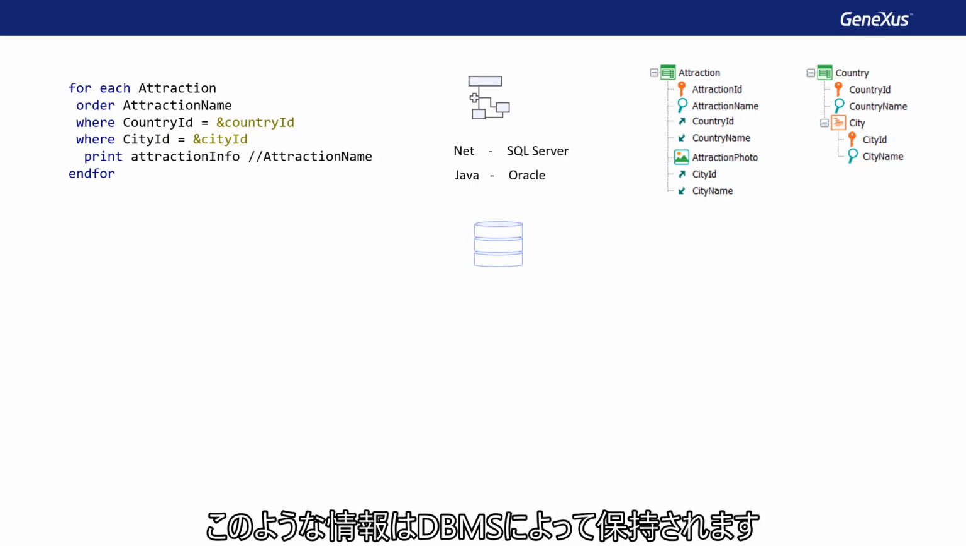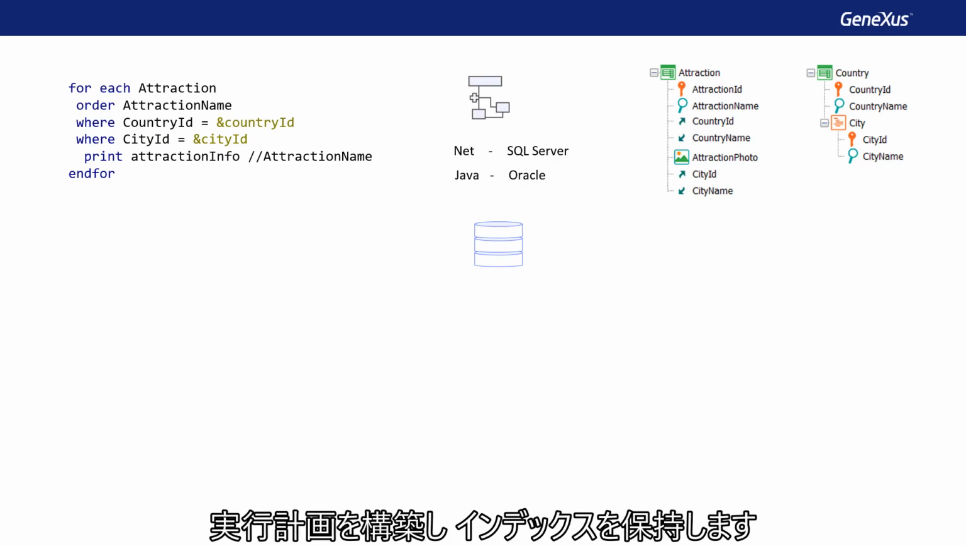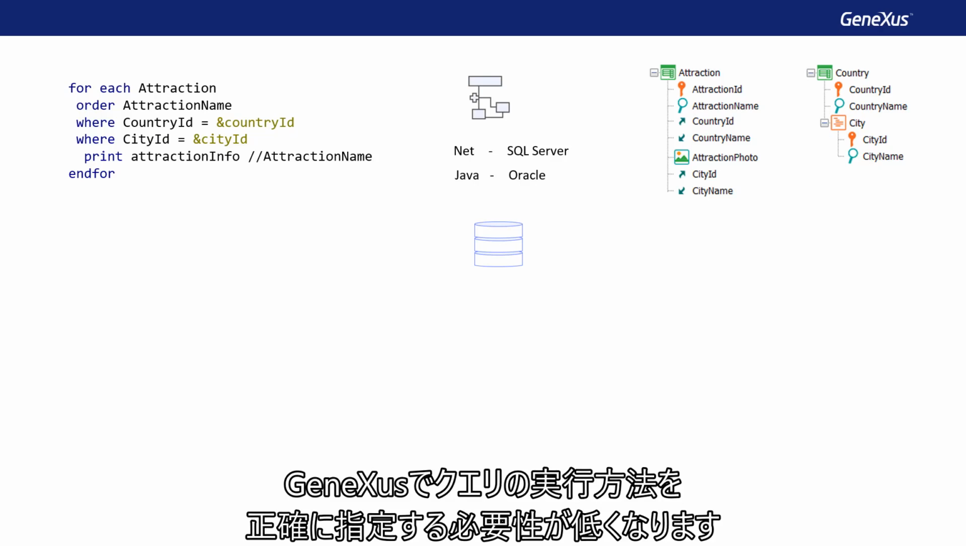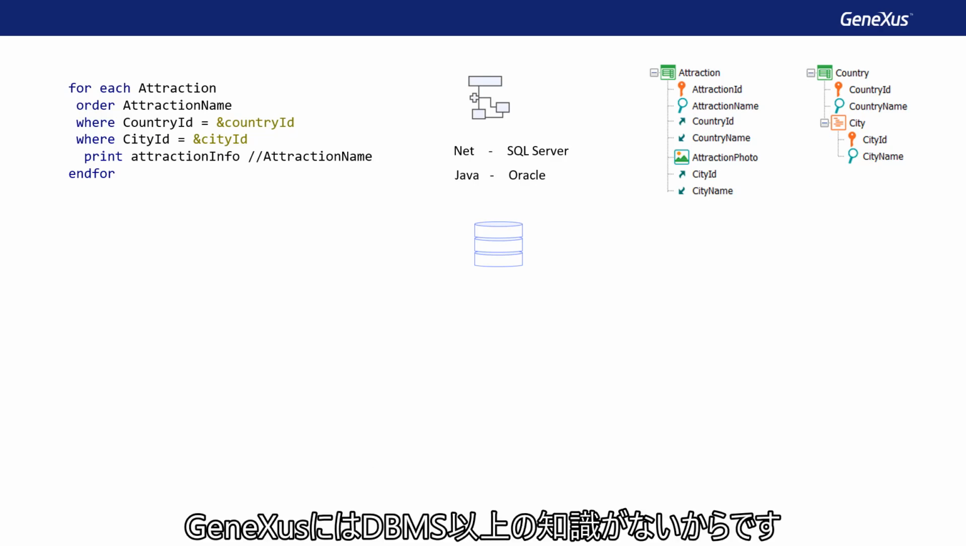This information is held by the DBMS, which records statistics, and caches data and queries in the history of the queries that have been made, builds execution plans, maintains indexes, and so on. The more evolved and intelligent the DBMS is, the less it will need GeneXus to tell it precisely how to perform the query, because GeneXus will never know more than it does.